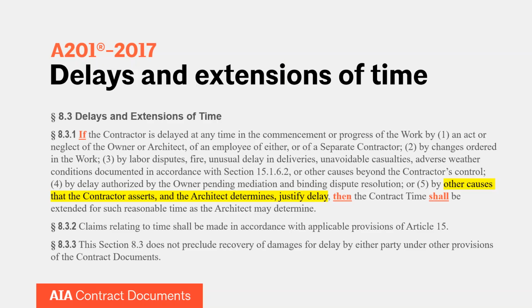This clause can be misunderstood to assume that the architect has to get involved a lot earlier than they otherwise would. If the contractor, in subsection 5, says there was a cause that delayed the commencement or progress of the work, but it may have been within the contractor's control, the contractor can still request that even something like that justifies a delay. And if the architect agrees, then you move to the final part of the sentence. If the contractor is delayed at any time by another cause that the contractor asserts and the architect determines justifies the delay, then the contract time shall be extended. And then the architect again determines the extent of the delay.